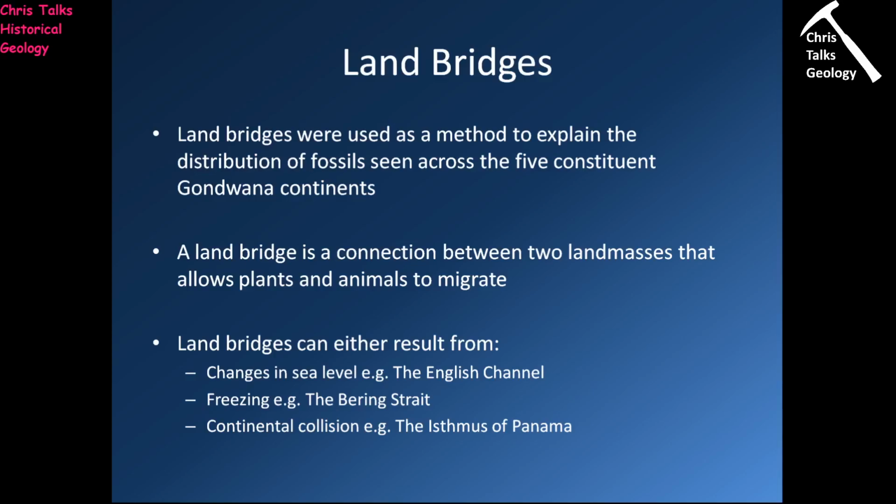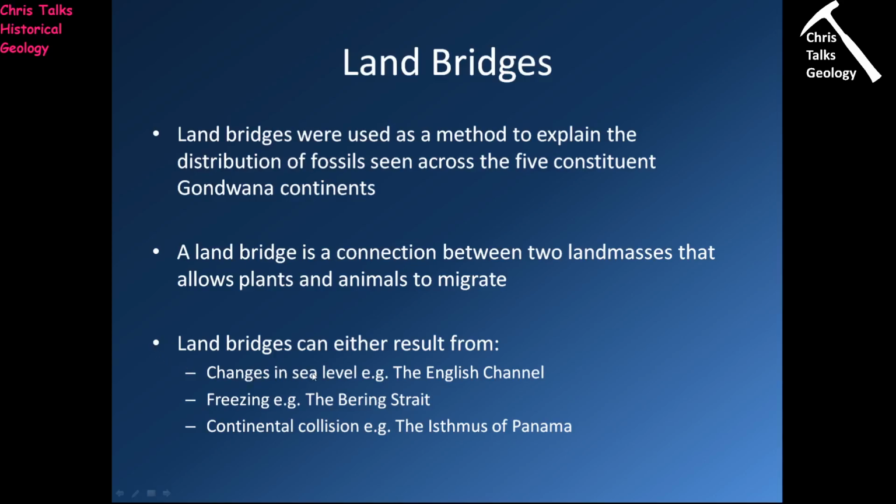Now, when it comes to the fossil evidence, people went and said, but I can think of a way around this. We could use land bridges. Now, to be very, very clear, a land bridge is a naturally occurring feature. We have them now. The classic example of a land bridge would be Central America. Central America forms a land bridge between North America and South America. We also have land bridges which are created by freezing. The Bering Strait creates a land bridge between Asia and North America.